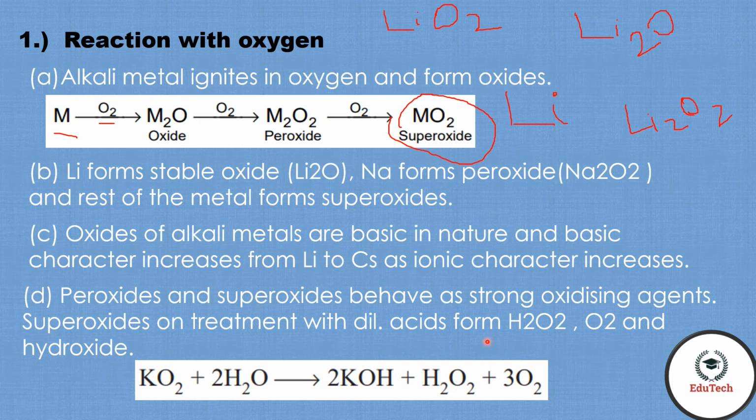Superoxides on treatment with dilute acids form hydrogen peroxide, oxygen, and hydroxide. Hydroxide is nothing but OH. See here, KO2. K is potassium. Potassium superoxide plus 2 moles of water gives 2 moles of potassium hydroxide, 1 mole of hydrogen peroxide and 3 moles of oxygen.